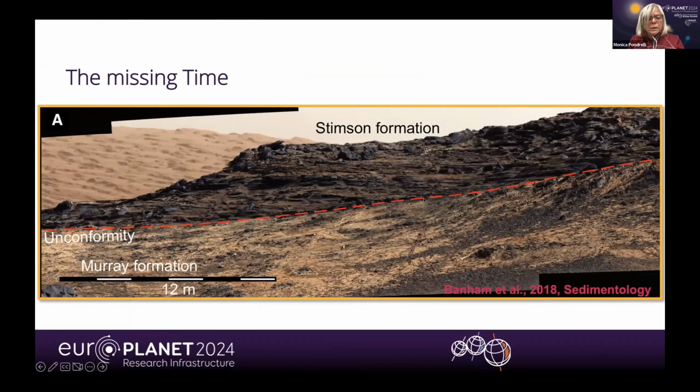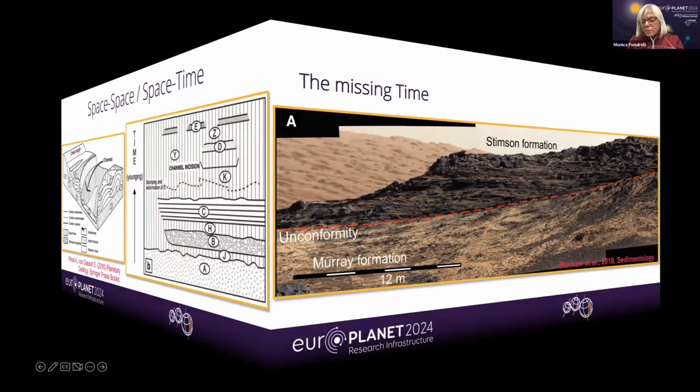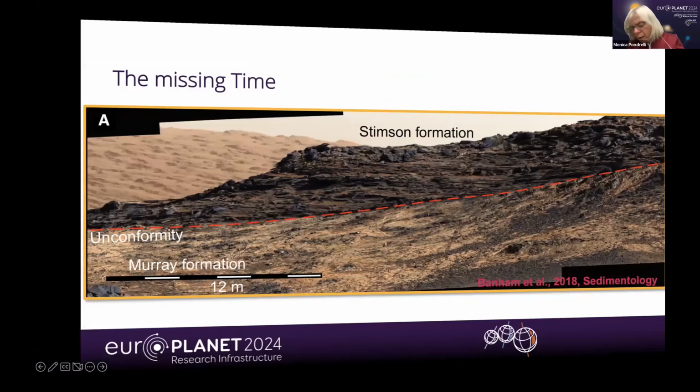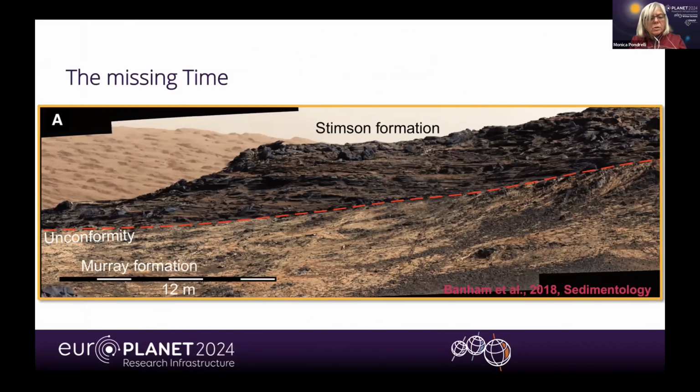Just to give you an idea of the missing time, this is an unconformity on Mars. Unconformity means that along this surface there is time which is not represented, sometimes because it was never deposited, sometimes because it was lost by erosion. So we have the deposit. This is taken by Curiosity in Gale crater, by the way. These deposits are at this altitude here, and we have this other altitude here. In between, some time is missing.